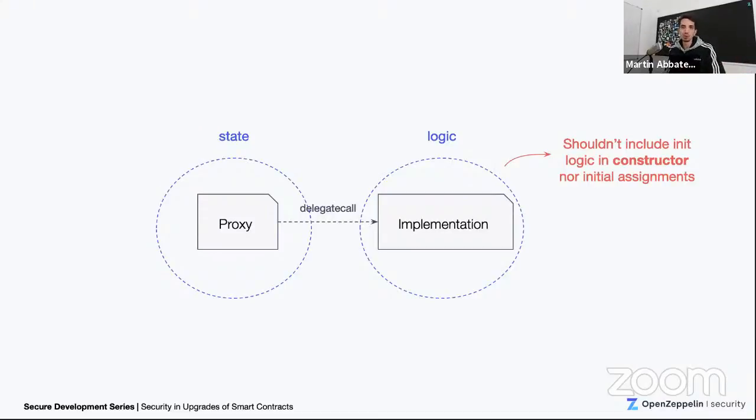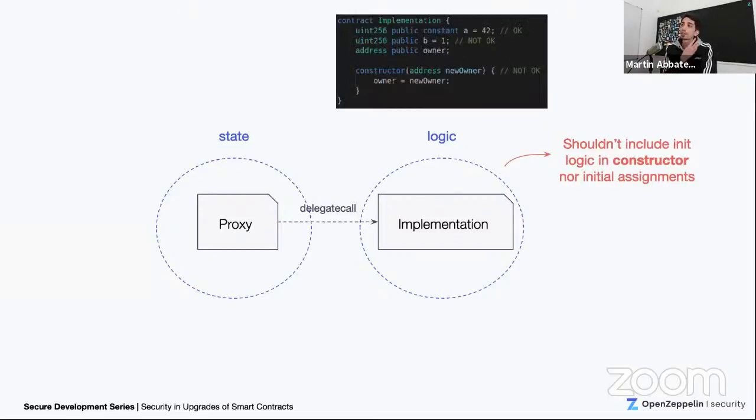So for instance, in the implementation, you cannot have constructors. And that means that, for instance, you also cannot have initial assignments. So this piece of code that you see here is not okay. I mean, if this is the implementation, you have a constructor, that's wrong. You are actually initializing this B variable, which is not okay, but you can have a constant, right? Because the constant will get deployed into the code of the implementation, not in the storage. But again, some initial things that you should start taking into account. So you cannot have constructors, that's fine.